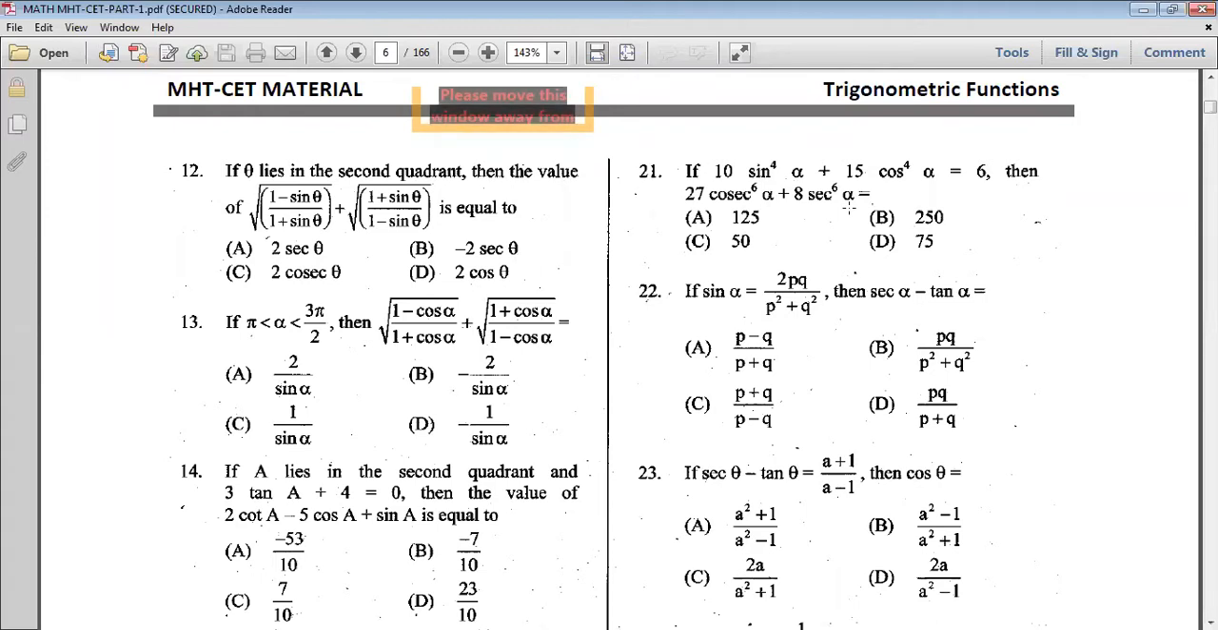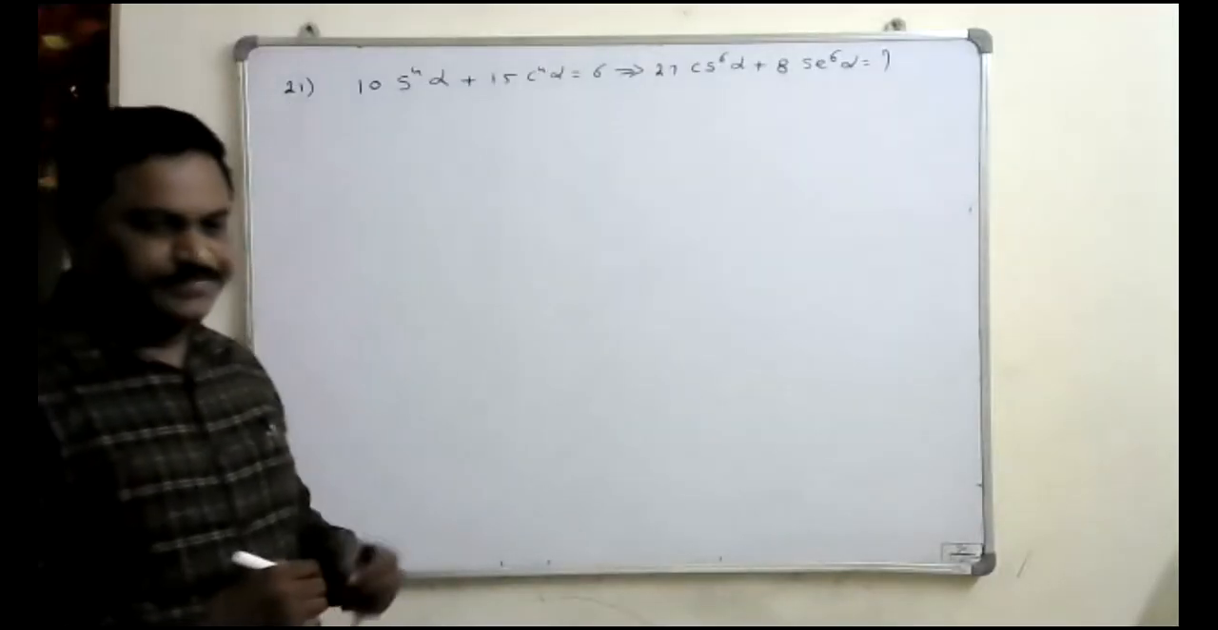It is given that 10 sin power 4 alpha plus 15 cos power 4 alpha is equal to 6. Then 27 secant power 6 alpha plus 8 cosecant power 6 alpha is equal to how much? Sorry, 27 cosecant power 6 alpha, 8 secant power 6 alpha. Okay, so from here onwards these problems are a little bit lengthy. First listen to it carefully. How do you solve this?